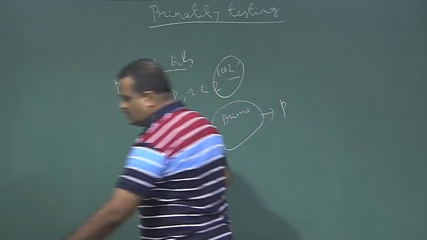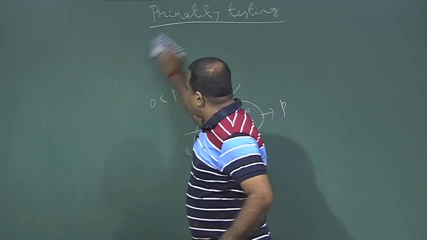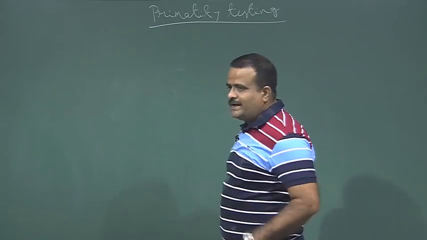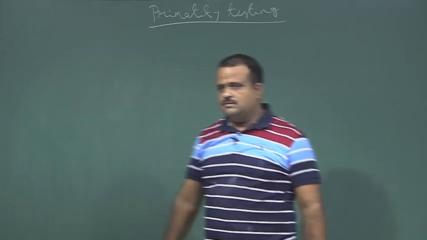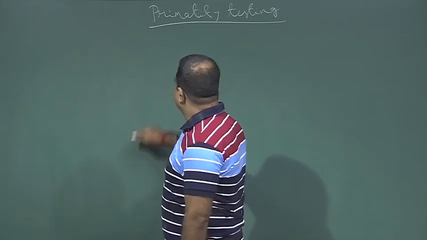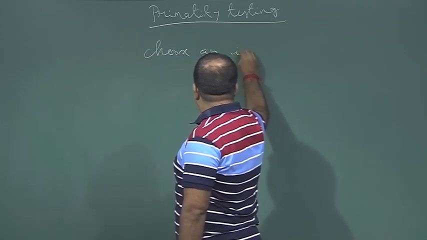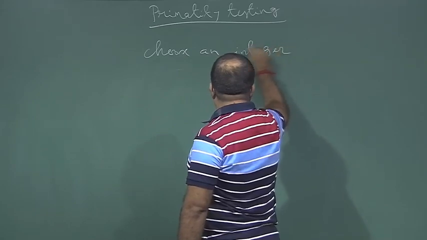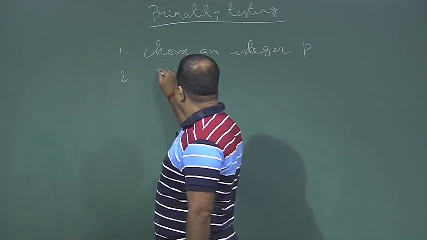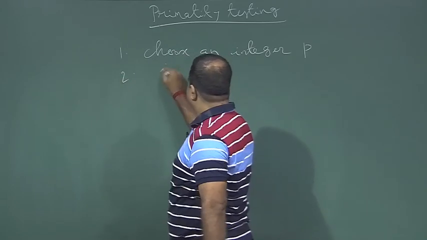So then what is the option? The option is we can just choose an odd integer, and we can test whether this is prime or not. Those are called primality tests, basically. We choose an integer p, and then we check or test. This checking means testing.